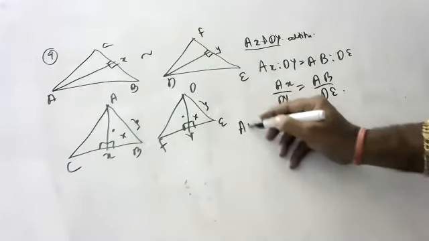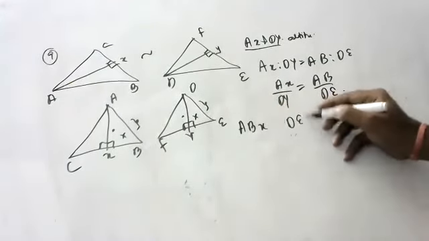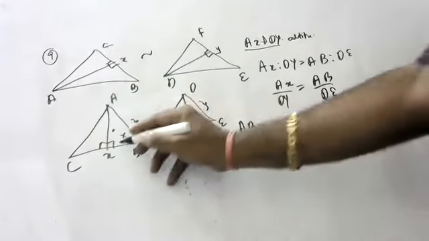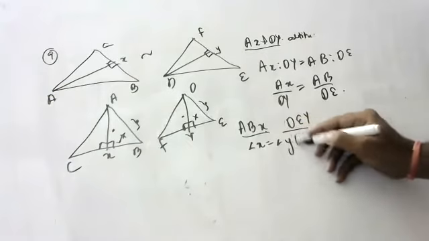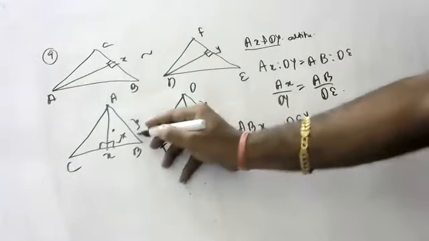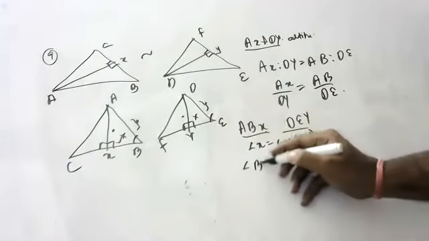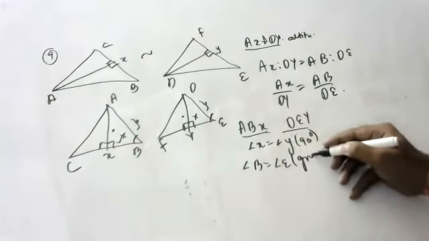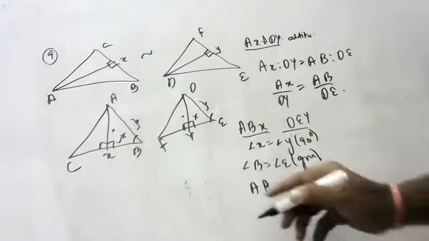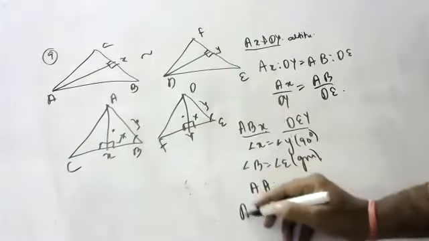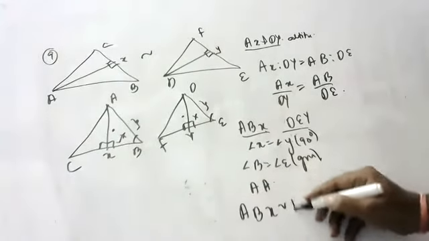Okay, in ABX and DEY, if you see, children, angle X is equal to angle Y. Why, children? 90 degrees. Angle B is equal to angle E. Why, children? Given similar triangles. By AA similarity, what we can say, children? Triangle ABX is similar to triangle DEY.